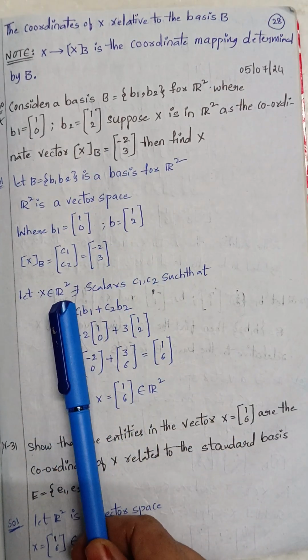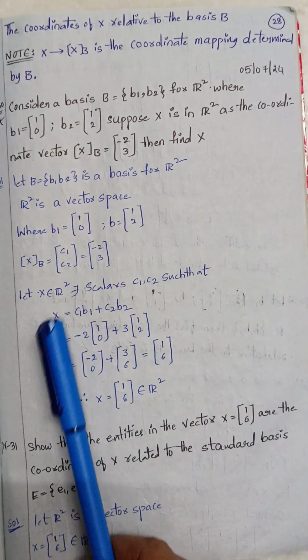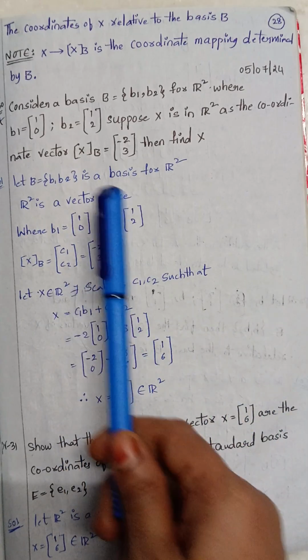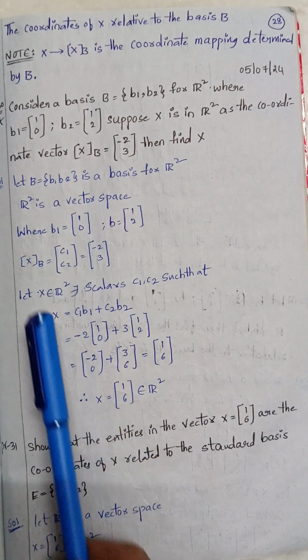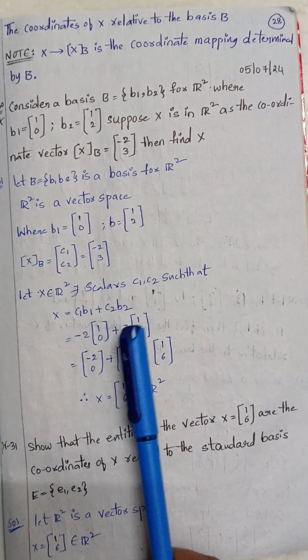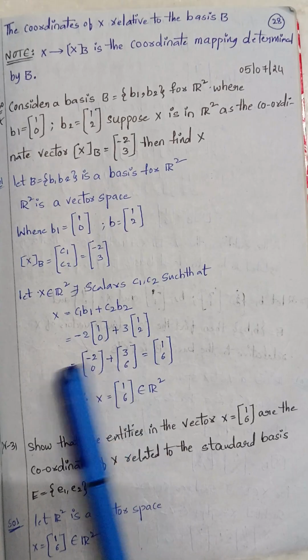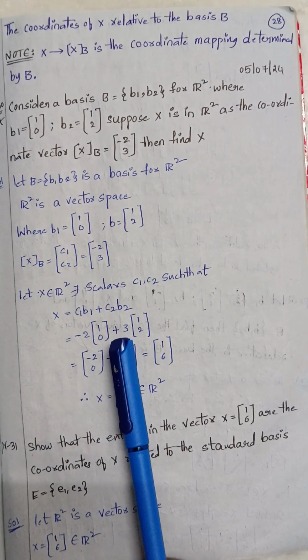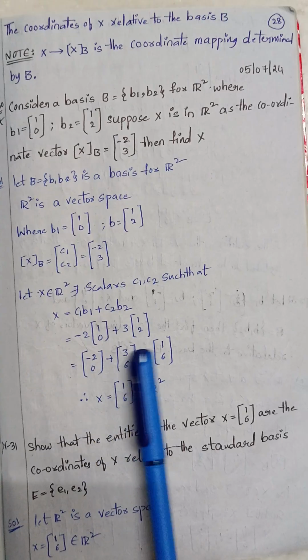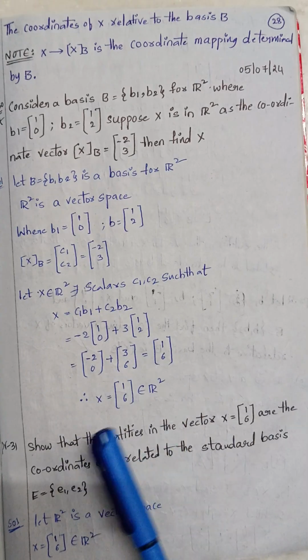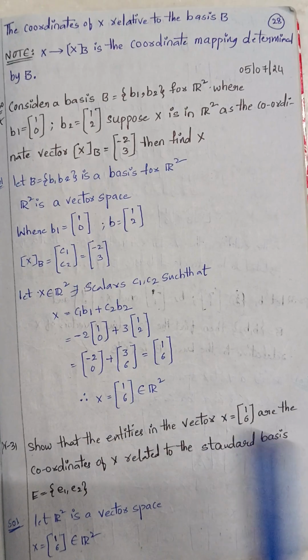Any vector which belongs to R2 must be a linear combination of the vectors in the basis b1, b2. So x can be written as c1 b1 plus c2 b2. Substitute c1, c2, b1, b2. Then we have -2 times (1, 0) and 3 times (1, 2): -2 plus 3 is 1, 0 plus 6 is 6. So the vector in R2 is (1, 6).